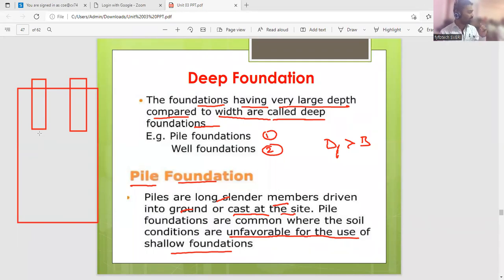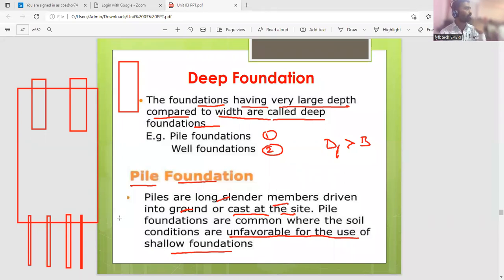What is a pile? A pile is a long, slender structural member driven into the ground or cast at the site. Pile foundations are commonly used where the soil conditions are unfavorable for shallow foundations. See how they are made up. Think that this is the soil, and under this soil these are the piles. They are slender, long columns. I will show the figure, and you will come to know.